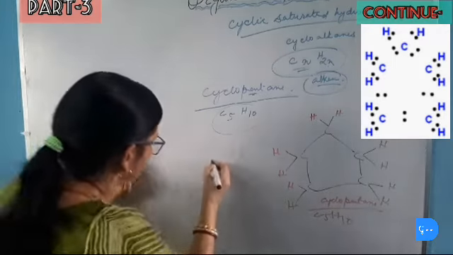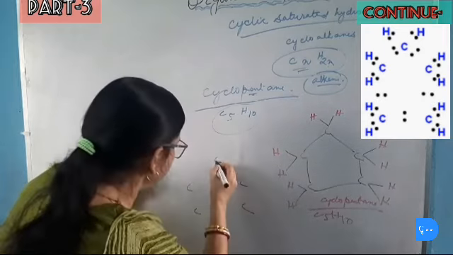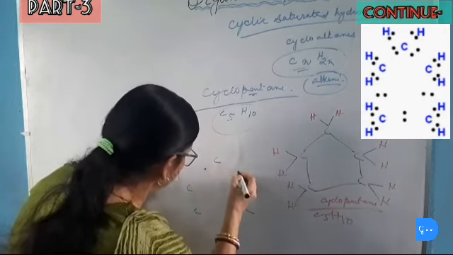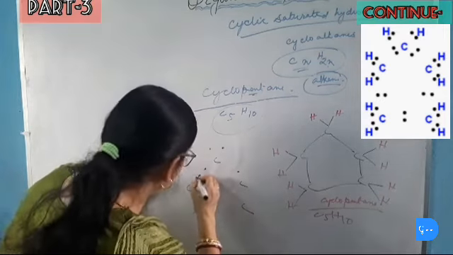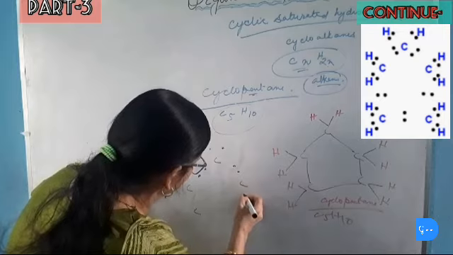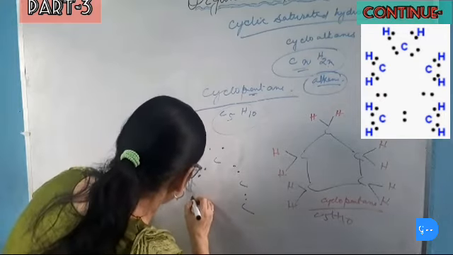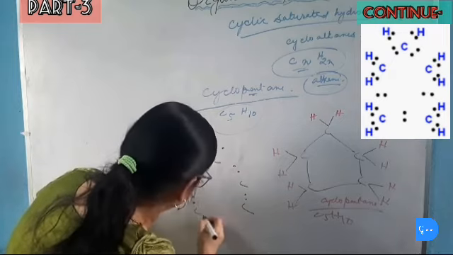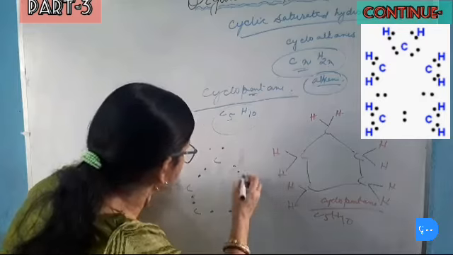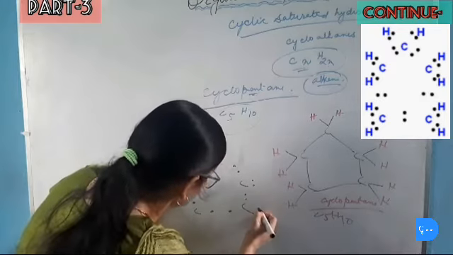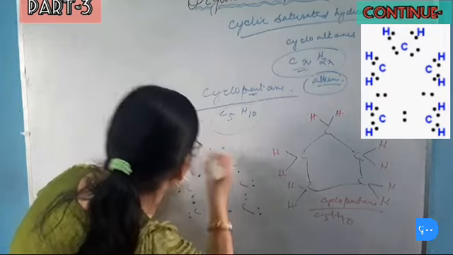There are 5 carbon atoms. This carbon atom gives 1 electron, here 1 and here 2. This is the electron dot structure. This carbon atom also shares 1 electron, this carbon atom will also share 1 electron on this side, and each remaining carbon atom will also share 1 electron. So how many valence electrons are left in this carbon? 2. Here also 2, here also 2, here also 2, and these 2 are drawn.